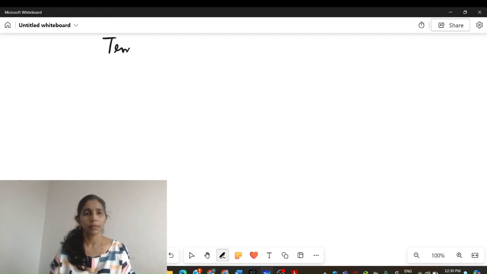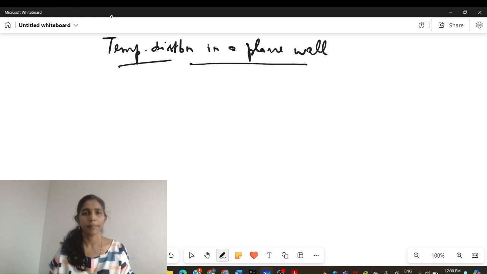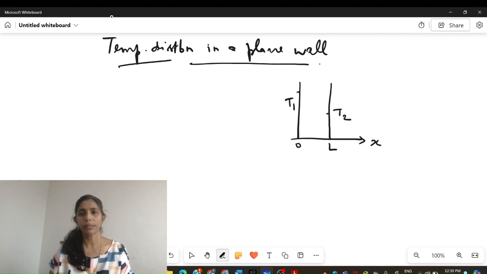The temperature distribution in a plane wall. Now let me take a wall which has a thickness 0 to L. Let this extend in the x direction. The temperature on this side of the wall, let it be T1, and this side, let it be T2. Let this be at a higher temperature and this at a lower temperature. So I can show a temperature gradient by this line, right?